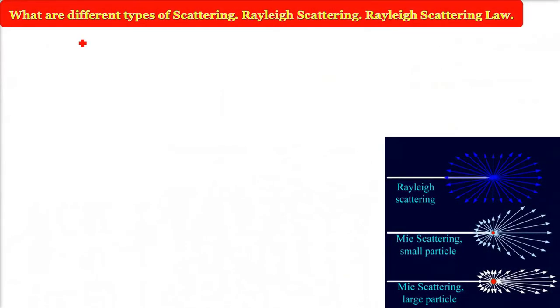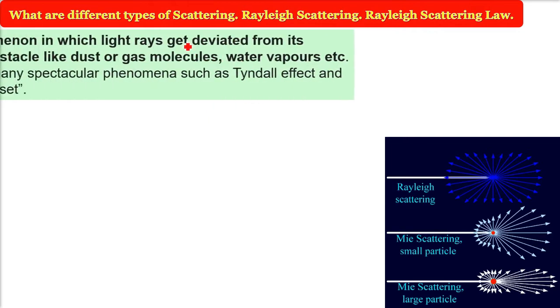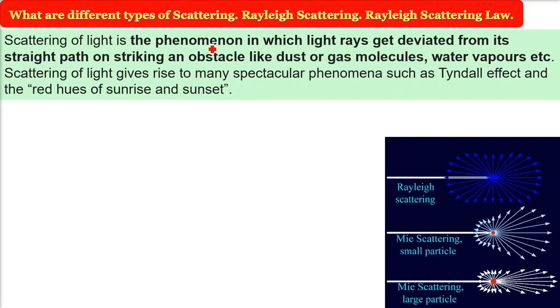What are different types of scattering? What is Rayleigh scattering? And what is the Rayleigh scattering law? Say, the scattering is what?